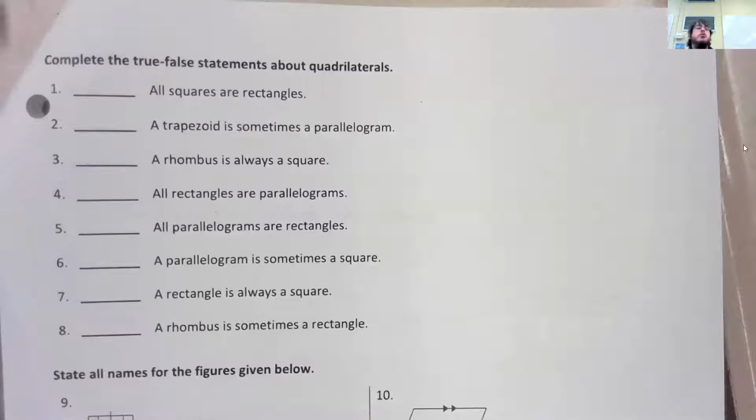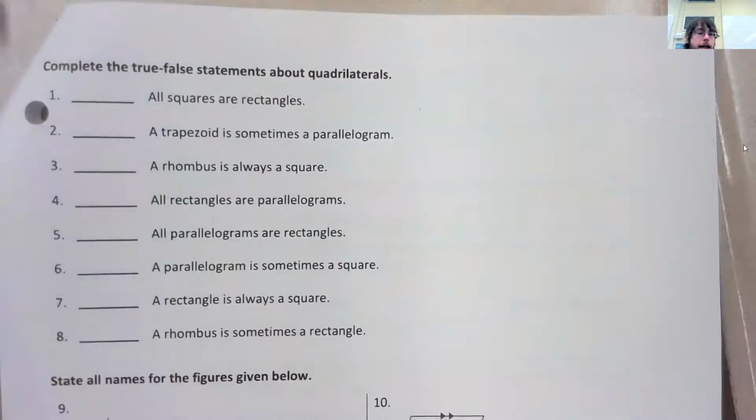So these first ones want us to complete the true-false statements about quadrilaterals. And these true-false statements are basically saying something is sometimes, always, never, whatever, and comparing the shapes. So let's look at the first one. The first one says all squares are rectangles. Would that be true or would that be false?